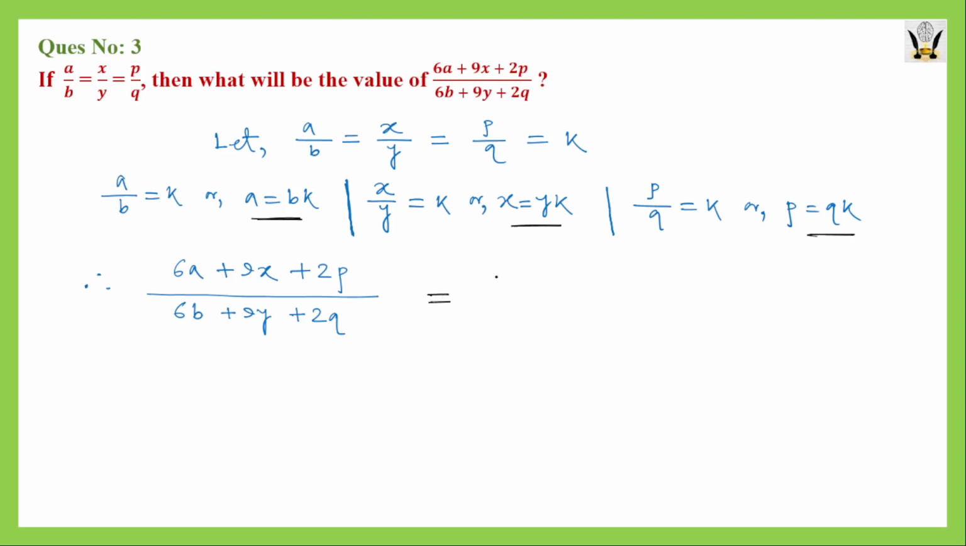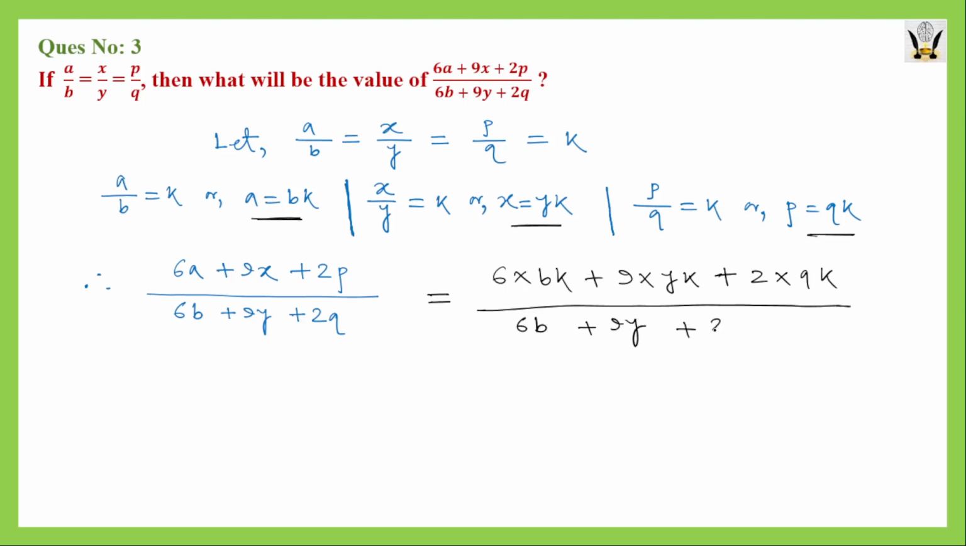So in place of a, we can easily put the value bk, and then we have 9x. So 9, and in place of x we can write yk, and then we have 2p. So 2, and in place of p we can write qk. So in the numerator now, instead of a, x and p, we have the variables b, y and q. So we will keep the denominator as it was, so that expression will remain the same: 6b plus 9y plus 2q.